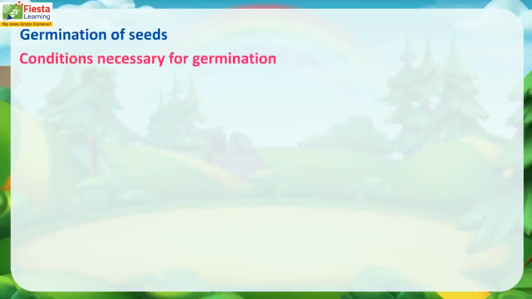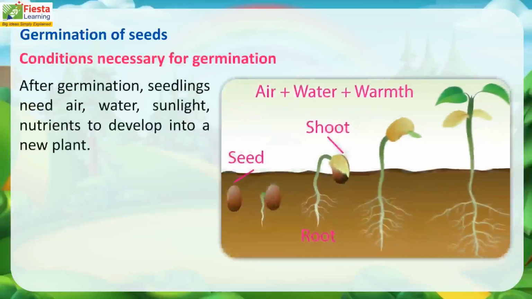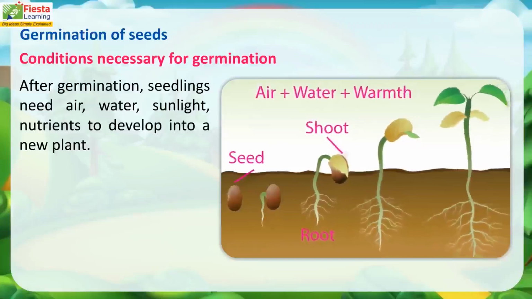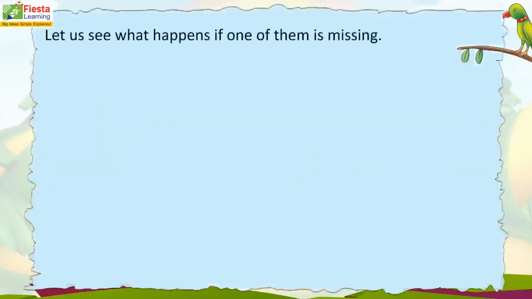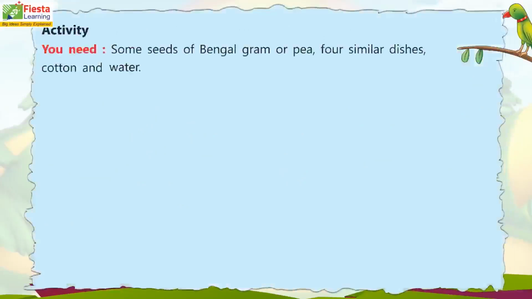Conditions necessary for germination. After germination, seedlings need air, water, sunlight, nutrients to develop into a new plant. Let us see what happens if one of them is missing. Activity. You need some seeds of Bengal gram or pea, 4 similar dishes, cotton and water. Method. Put about 10 seeds in each dish.